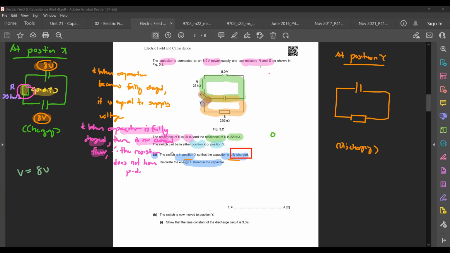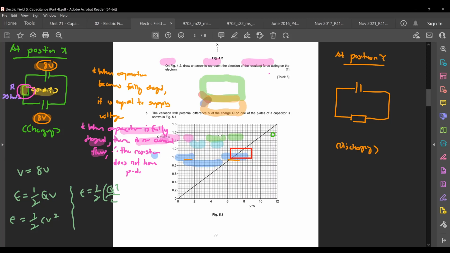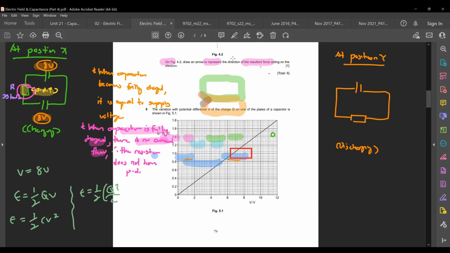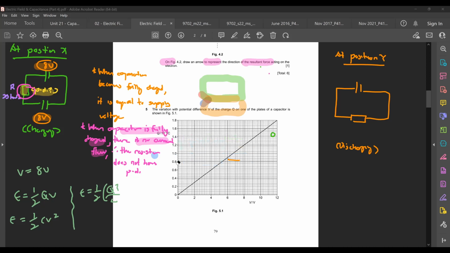You now want to find the energy E. Energy E is either half QV, half CV square, or half Q square over C. You can actually make use of what you have found in the graph. They give you a graph initially. So you look at the graph. This is the graph of the PD across your capacitor with charge stored on one plate of your capacitor.